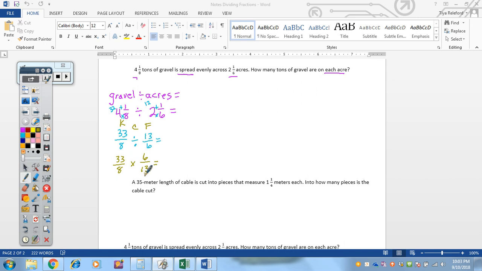Now I don't know about 33 and 13. 13's prime, so it probably can't be divided. But 8 and 6, I can simplify both of those by 2. 6 divided by 2 is 3, and 8 divided by 2 is 4. Now I can multiply 33 times 3 and 13 times 4.